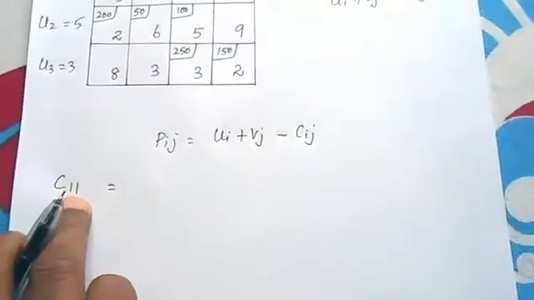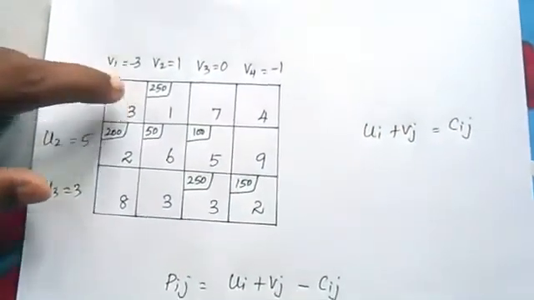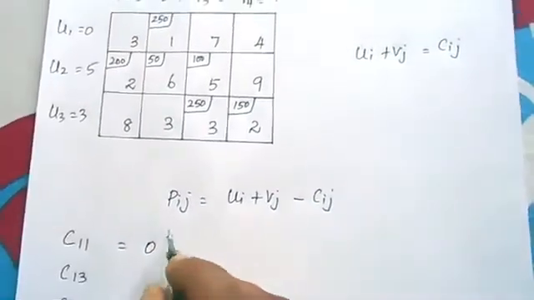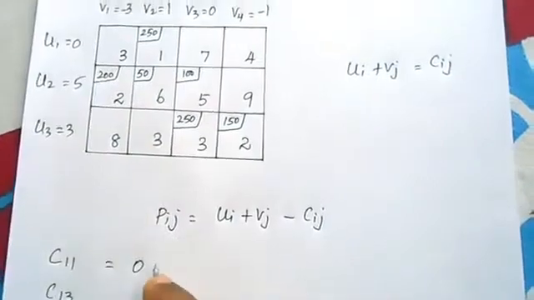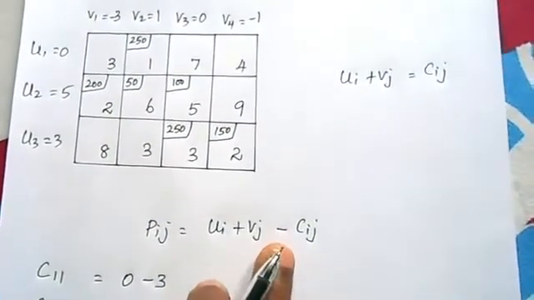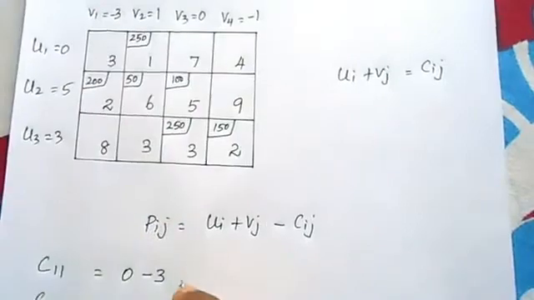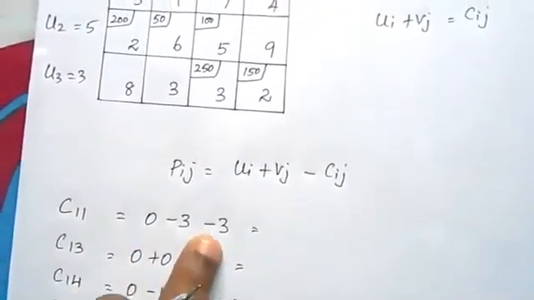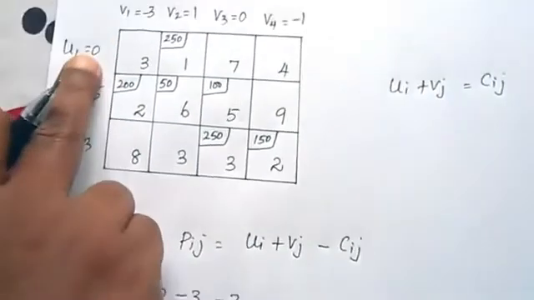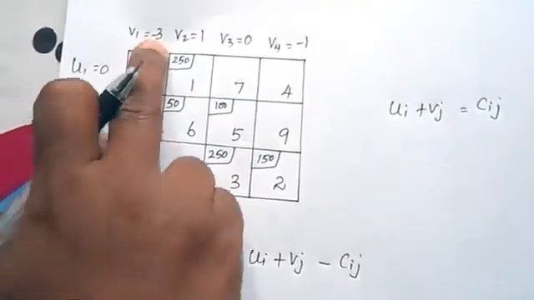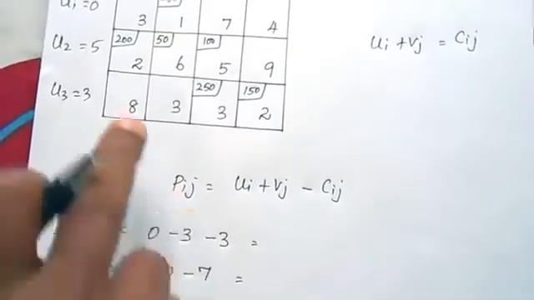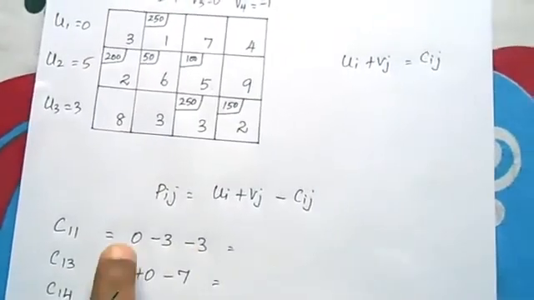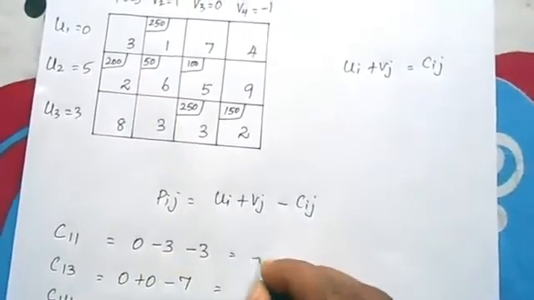For C11, that is 3. This cell. Okay, what are the U and V values? U value is 0. V value is minus 3. Minus 3 minus Cij, the cost of that element. For the first non-allocated cell, Ui plus Vj minus Cij, Ui is 0, Vj is minus 3. So minus 3 minus cost. The cost of that non-allocated cell is 3. So what is the value? 0 minus 3 minus 3 is minus 6.